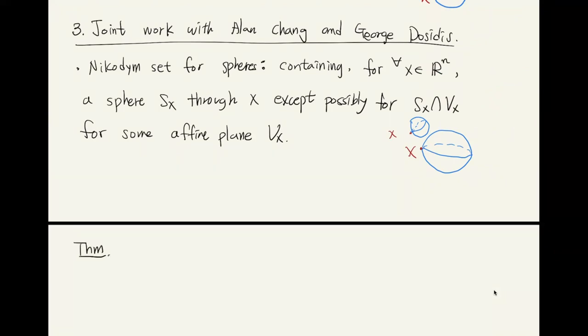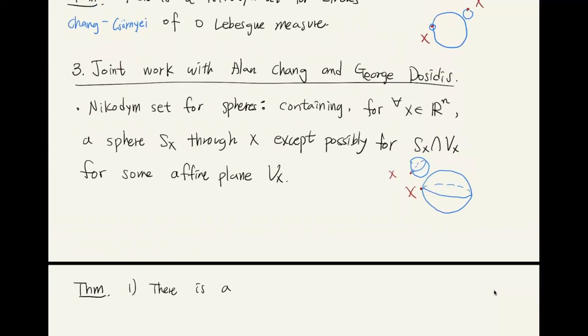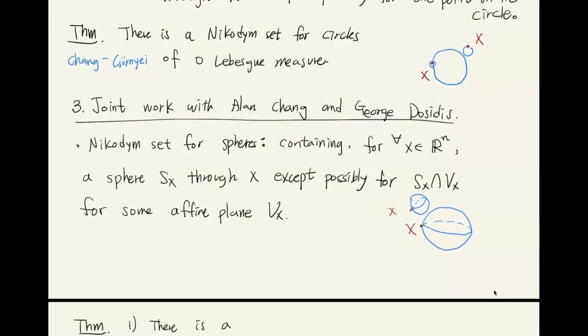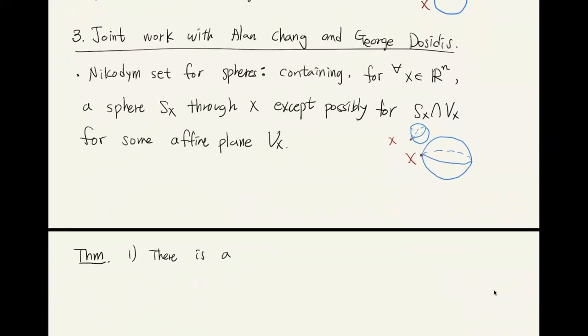And here is our main theorem. So firstly, the existence of... Just one question. So Vx is an affine plane which may not pass through X, or it passes through X? I think it may not pass through X, but okay. It's supposed to pass through the center of the sphere. We can choose it so that it passes through the center of the sphere. Okay.